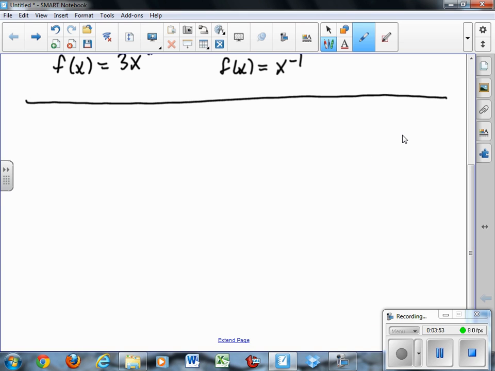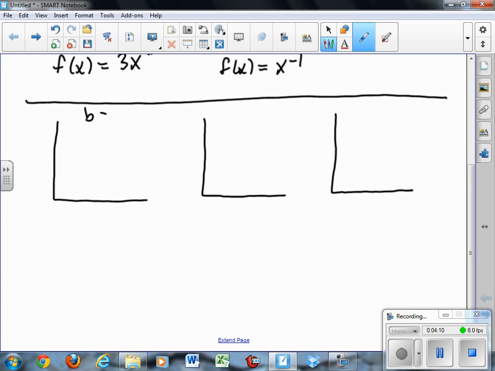So let's look at 3 possible categories of power functions. One possible category is that we have an exponent that is greater than 1. So b is greater than 1. Remember, our function is f of x is ax to the b. So when I'm talking about b, I'm talking about the exponent. So if b is greater than 1, for example, x squared, that would be an example.